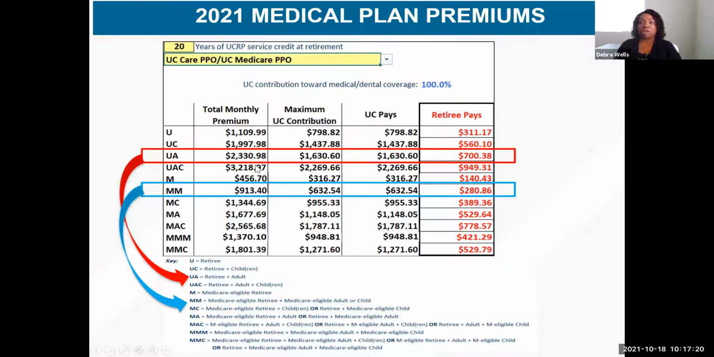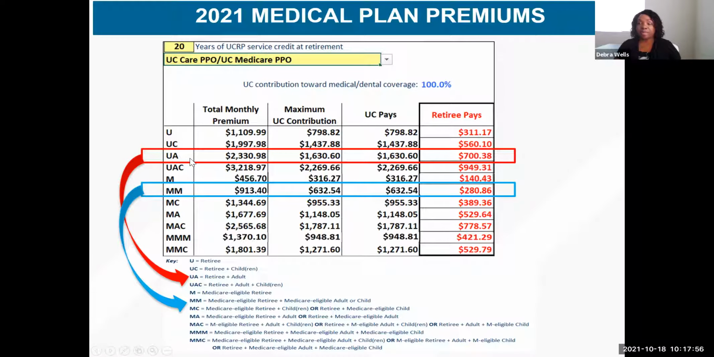The university is charged $2,330.98. Well, the maximum UC contribution for this family of two is $1,630.60. So UC, because they worked 20 years, will pay the full $1,630.60, which leaves a balance of $700.38. So this family of two will have to pay $700.38 out of their retirement pension check each month.